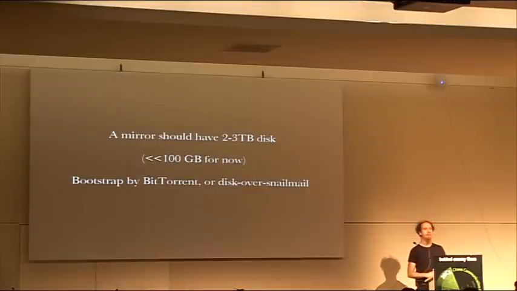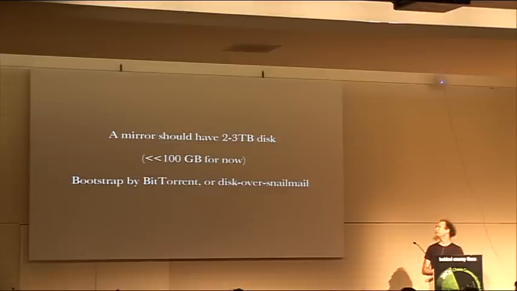How do the mirrors work? A mirror is an IP address and a public key, or identified that way. It should have a 2 to 3 terabyte disk on it. In the design, we said this cost $100. I guess that's now $200. Hopefully, it'll go back down to $100 when floods stop happening.